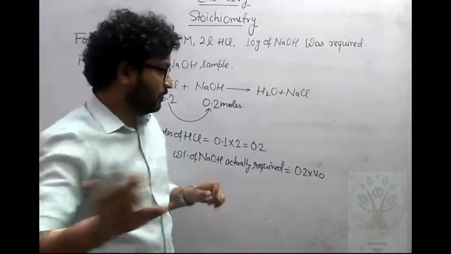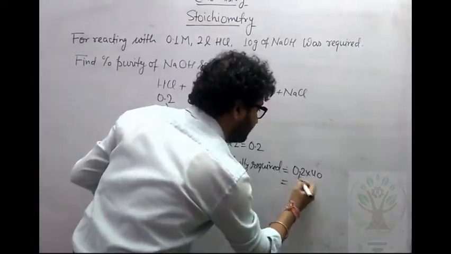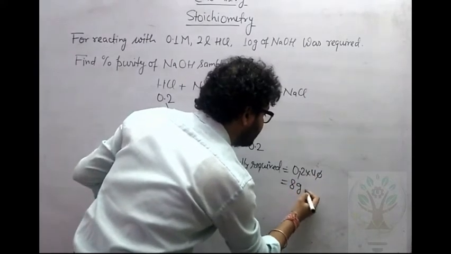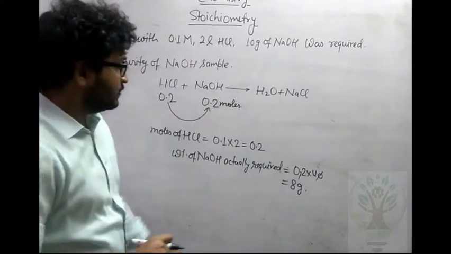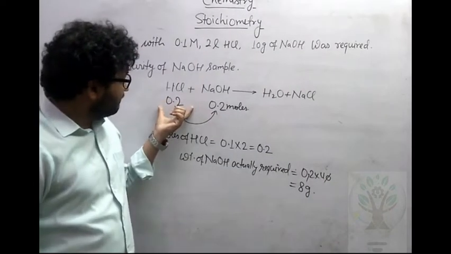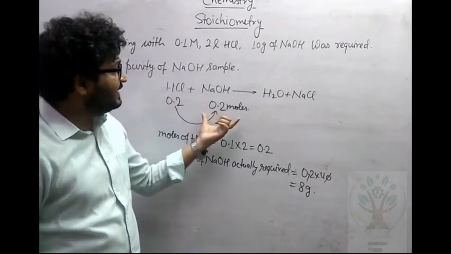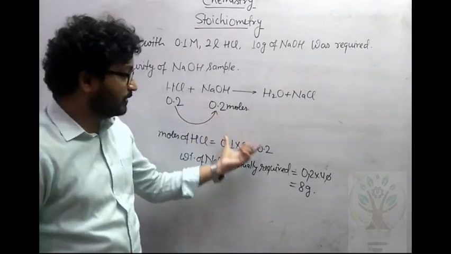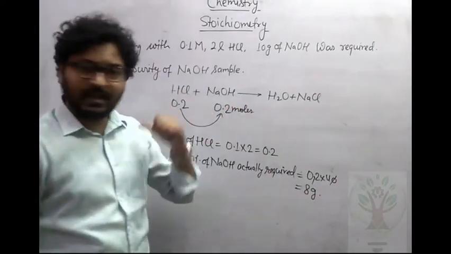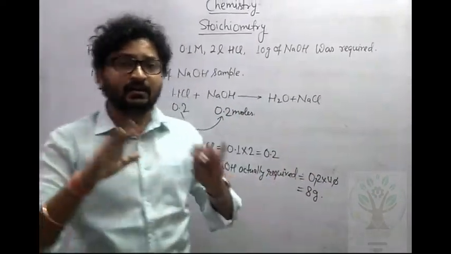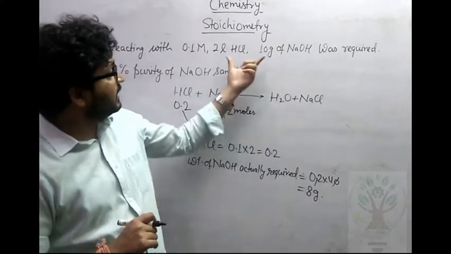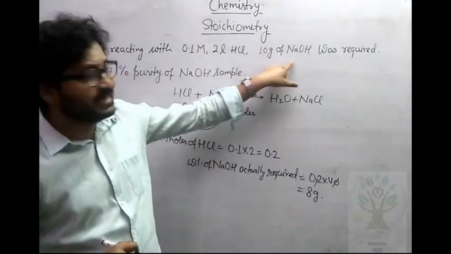Now please pardon the background noise. Okay, so how much are we getting here? Let's see. We are getting 8 gram. So for reacting with 0.2 moles of HCl, I needed just 8 gram of NaOH. To react with 0.2 mole, I needed just 8 gram of NaOH, and how much NaOH did I use? See, I used 10 gram of NaOH.